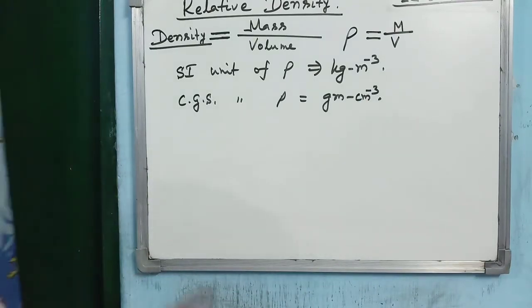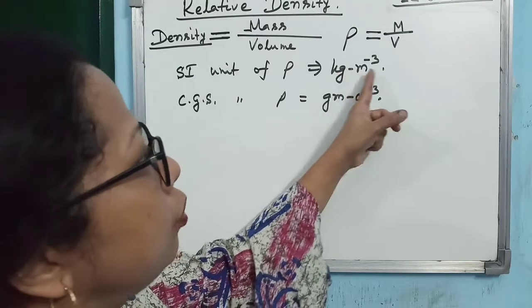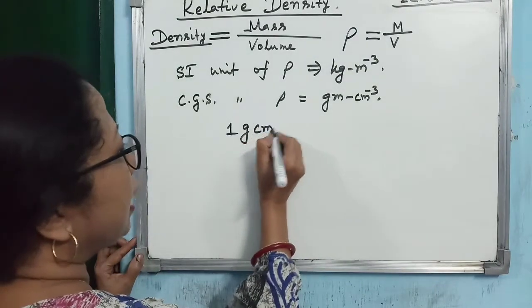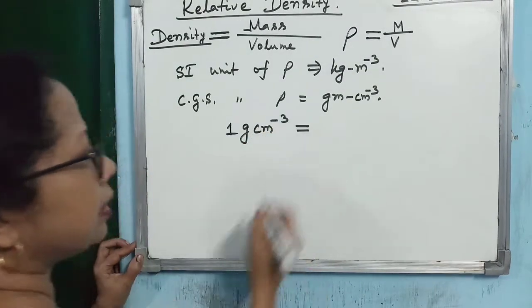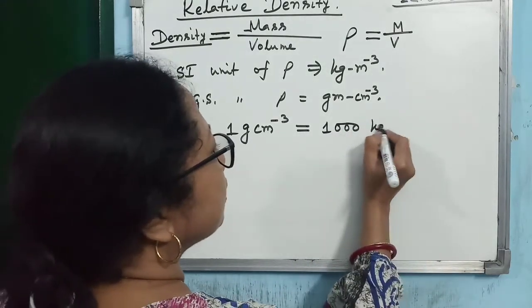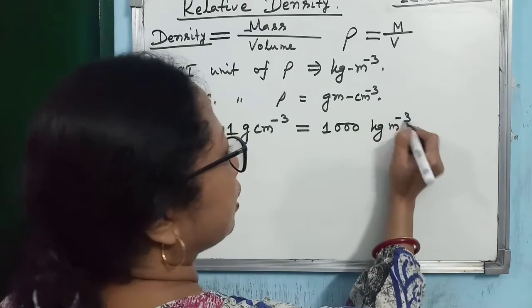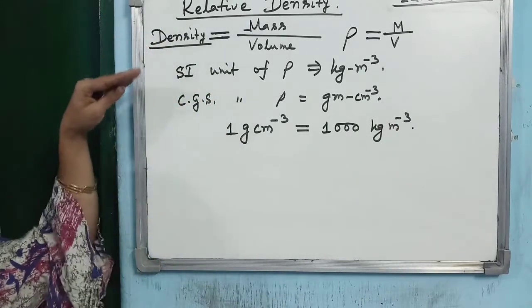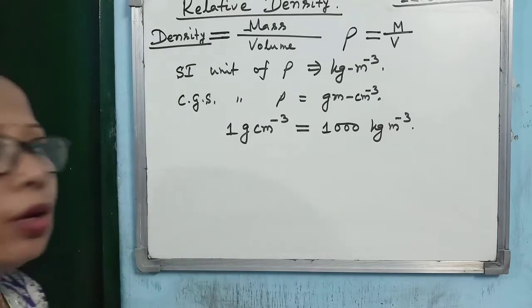And 1 gram per centimeter cube is equal to, and this is the relation you have proved earlier, 1 gram per centimeter cube is equal to 1000 kg per meter cube. So these are the relations and already you have learned in the lower classes.